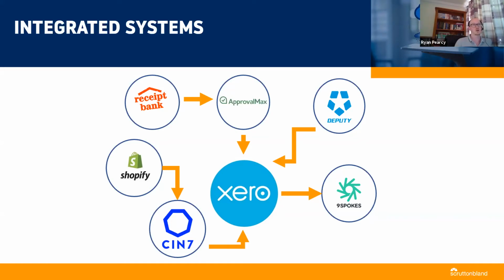9 Spokes is an example of a reporting dashboard that can take information not only from Xero, but from Deputy, Sin7 and Shopify to bring it all into one data set to show you the key information that you need to see, not only on your finances, but also in your operation and maybe on your marketing. See how well people are engaging with your website or your sales channels. You can see that on a dashboard, literally on your phone.